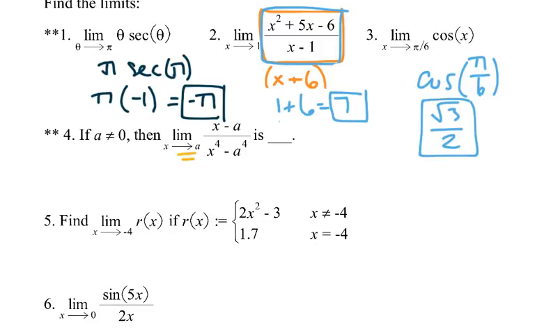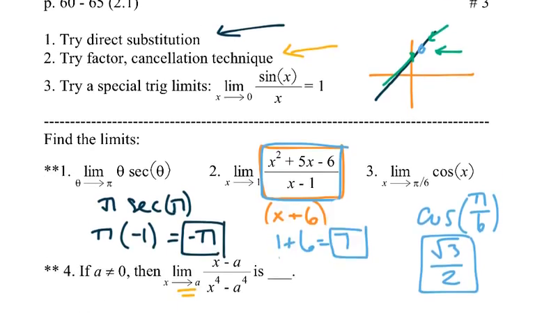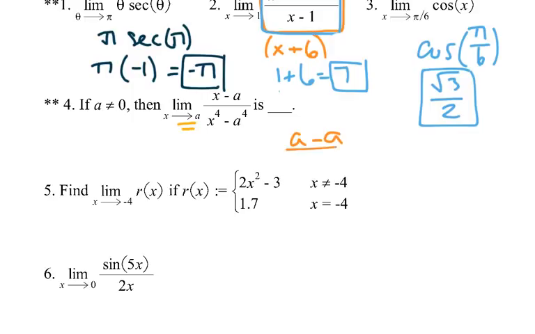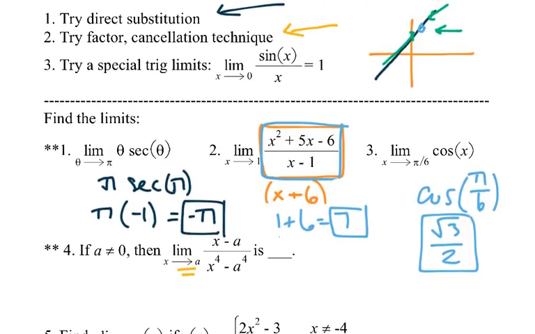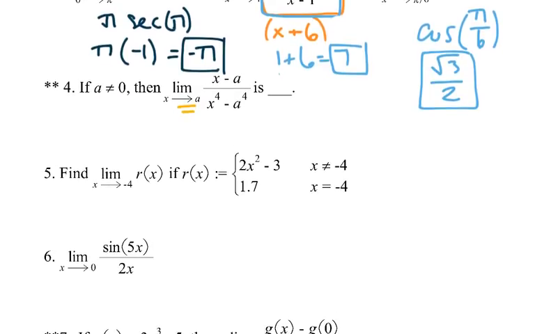What's different about this one is we're not approaching a number value, we're just approaching the value a. And this is a little bit more abstract, but okay, let's try direct substitution first. We get a minus a over a to the fourth minus a to the fourth, and that gives us 0 over 0, so that doesn't seem to work, right? That's an undefined value, so we're not finding the limit in that case. So what we need to try next is factor and cancel.